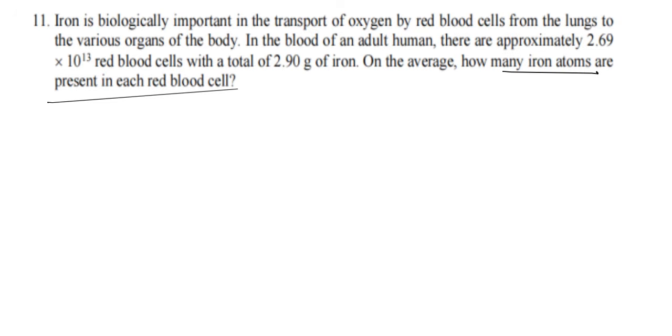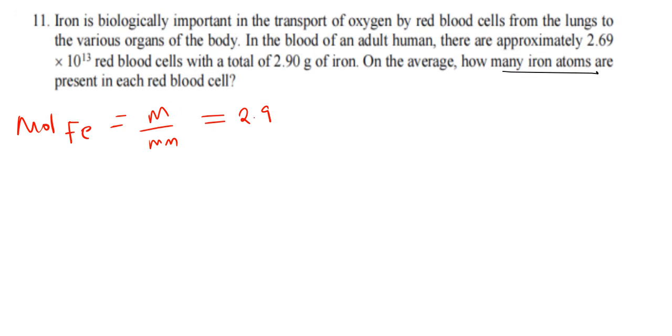So how do we find the number of atoms? We talked about it: you take the number of moles and multiply by the Avogadro's number. So we're supposed to find the number of moles for this question. The moles of iron will be equal to the mass over its molar mass. The mass we've been given is 2.9 grams of iron, so I'm going to have 2.9 grams of iron divided by the molar mass of iron.